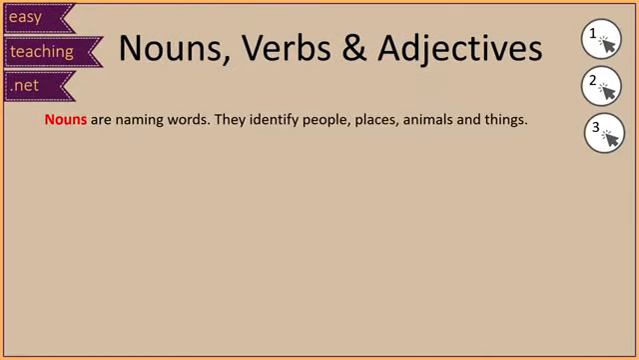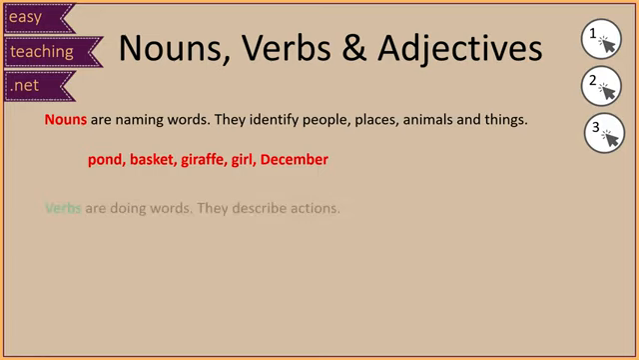Nouns are naming words. They identify people, places, animals and things. For example, pond, basket, giraffe, girl, December. Verbs are doing words, and they describe actions. Some examples: talk, feel, dream, juggle, and whisper.